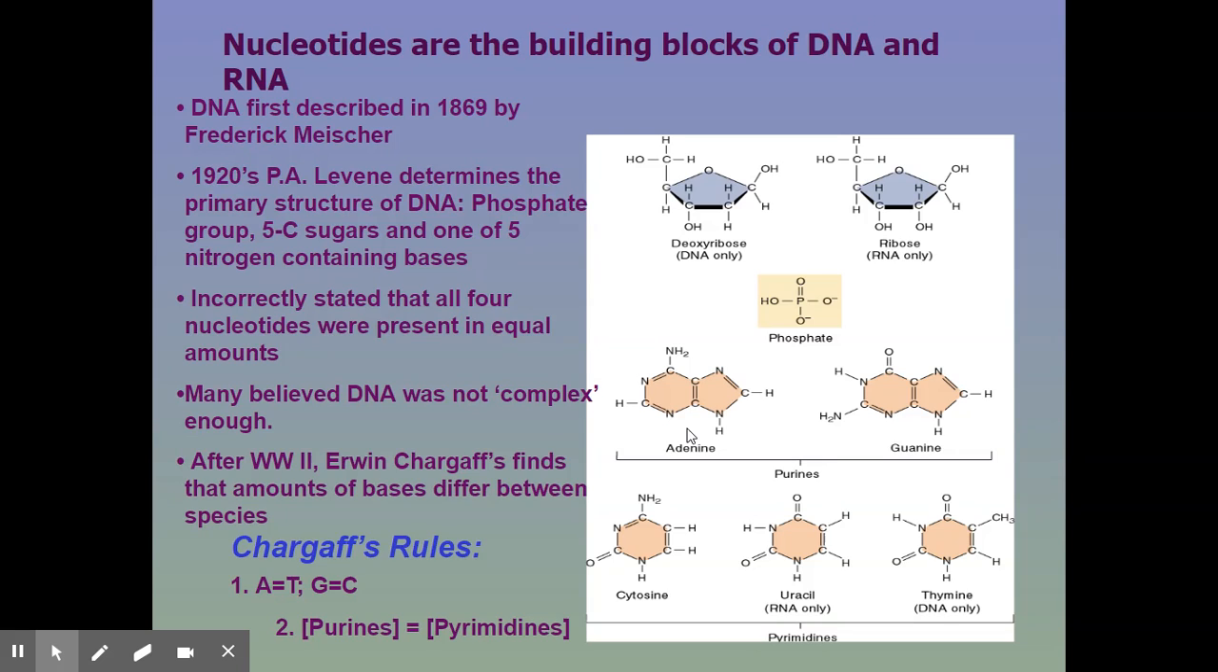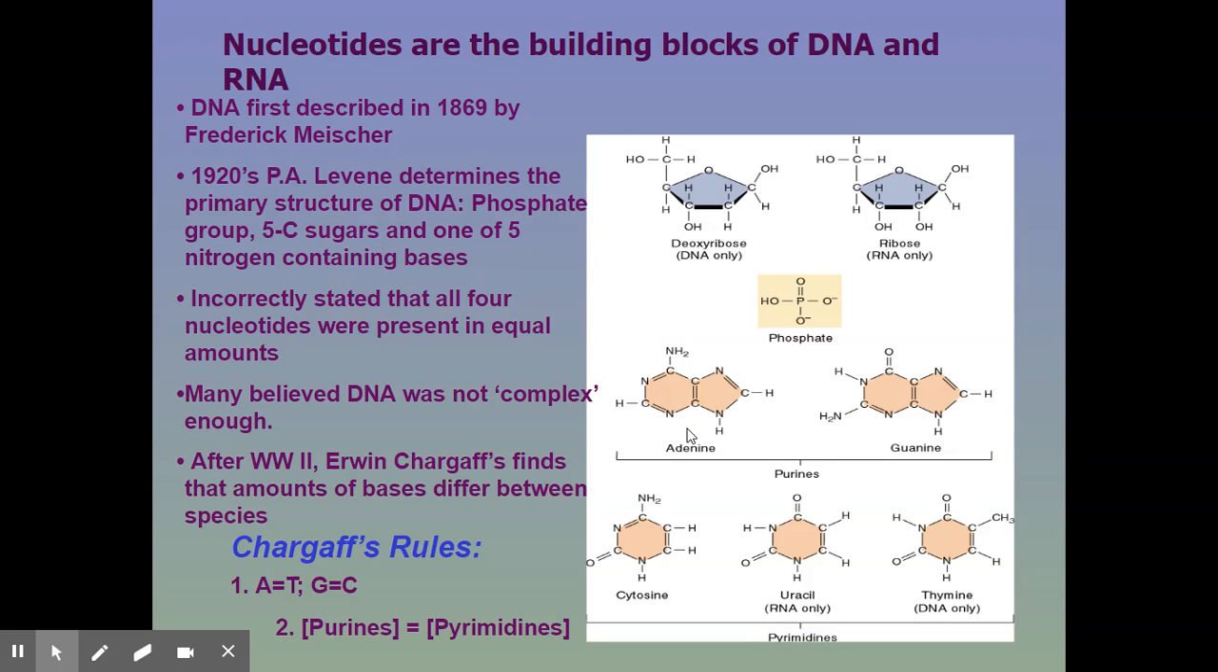And then World War II happened, and after World War II, a chemist by the name of Erwin Chargaff found that the nucleotides actually occurred in certain ratios. Adenine was always approximately equal to thymine, and guanine was also approximately equal to cytosine. No matter what type of organism he looked at, he saw that same pattern. He saw that adenine was always equal to thymine in pigs and fish and humans and bacteria, and guanine was also always equal to cytosine in those same organisms.